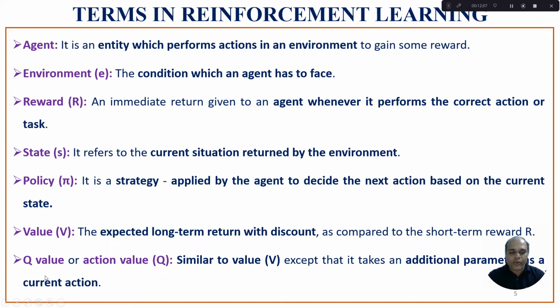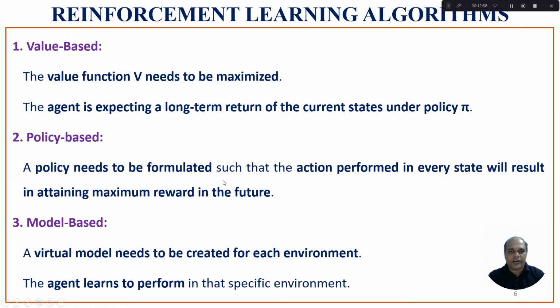And we have a Q value. So Q value is similar to value, only one thing is, it also takes into account the current action. For a particular action, what will be the value, the Q value? What will be the scenario for which it has to take a particular action? So these are some of the terms associated with reinforcement learning.